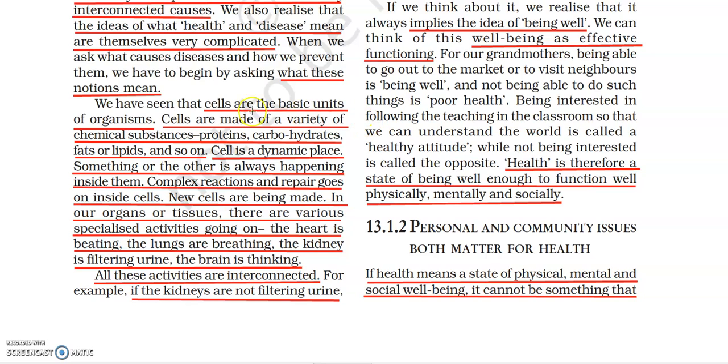See, cells are basic units of organisms. We all know that, right? That all the organisms, their basic structural unit of any organism is the cell. And these cells are made up of a variety of chemical substances like proteins, carbohydrates, fats, or lipids. Means our cells are made up of a variety of chemical substances.